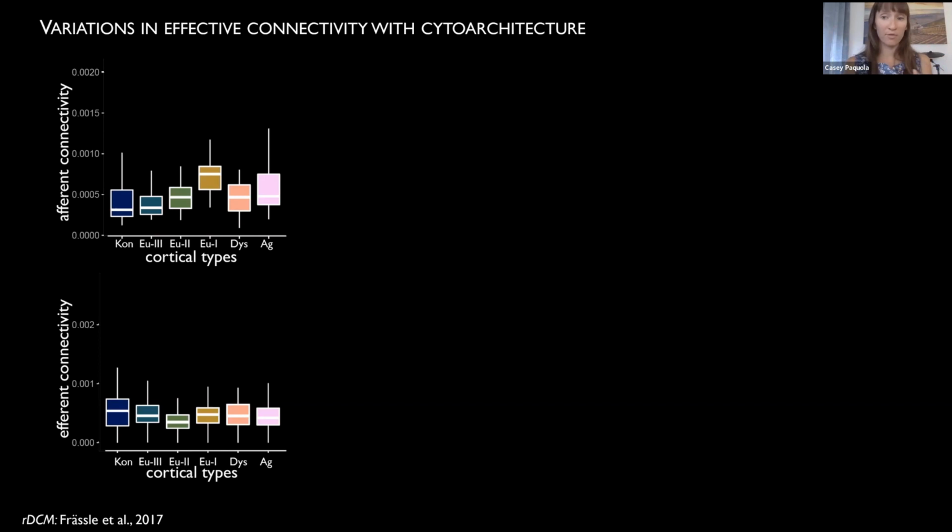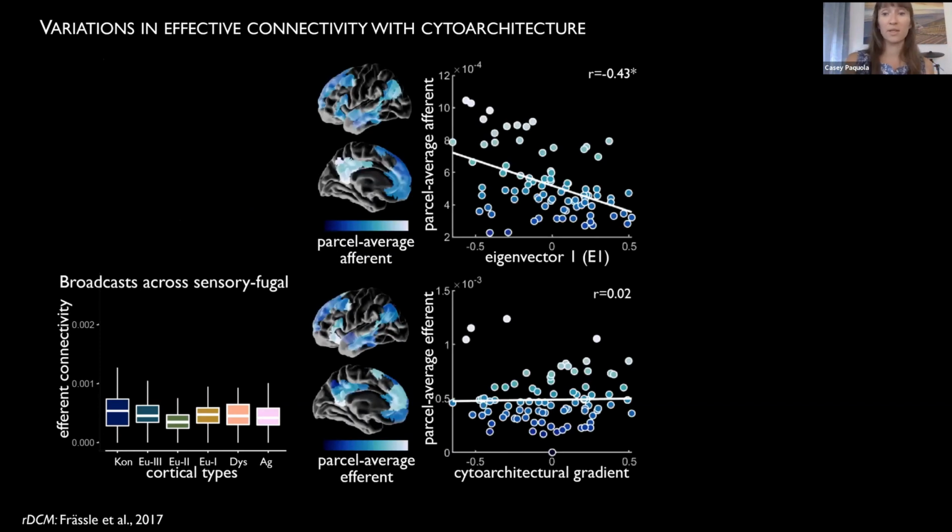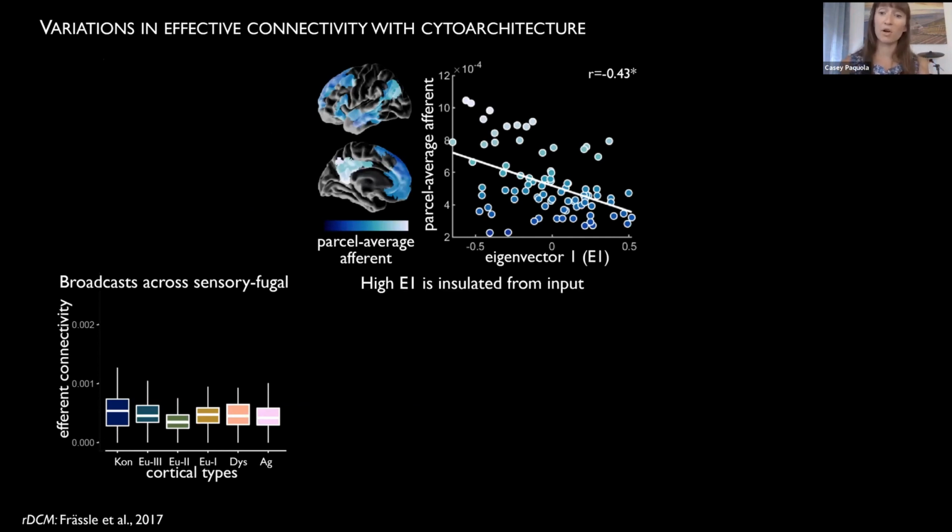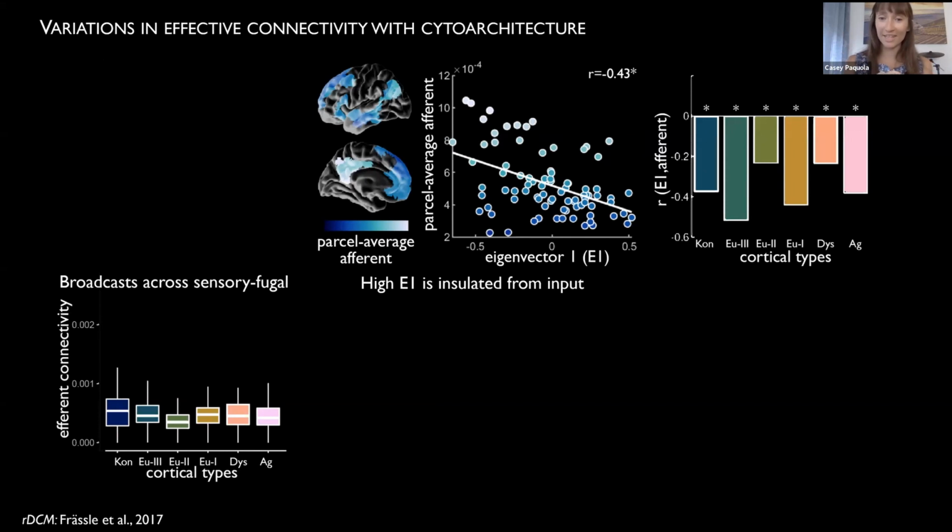So first we looked at this type effect again, and we find that the balance is present in the efferent connectivity, so going out of the default mode, but not in the afferent connectivity. So DMN broadcasts widely across the sensory-fugal hierarchy. Then we look at the axis, and we find that average afferent connectivity decreases, but there's no such effect for the efferent connectivity. So negative correlation, the afferent connectivity mirrors what we saw in the navigation efficiency. So once again, the high E1 is more insulated from incoming information. But unlike the navigation efficiency, we do not observe a type by axis interaction.